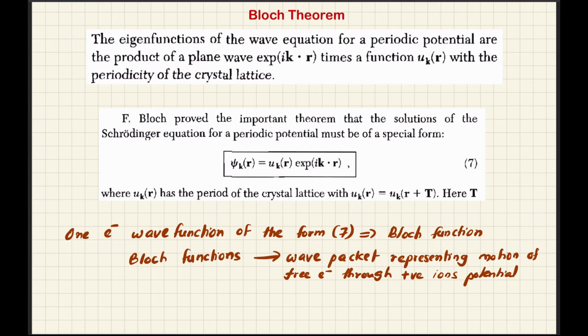This was an important milestone in condensed matter physics, and you can call the one-electron wave function of this form the Bloch function. The Bloch functions can superimpose to form wave packets, which represent the motion of a free electron through the potential provided by the positive ion cores.